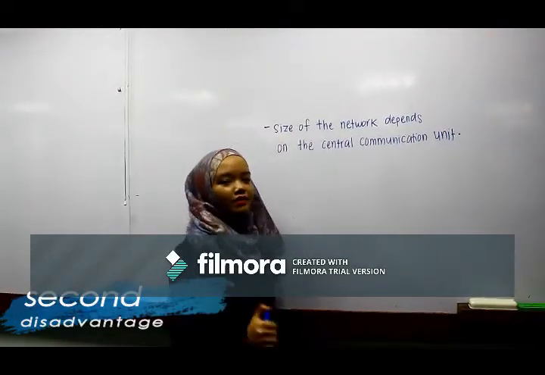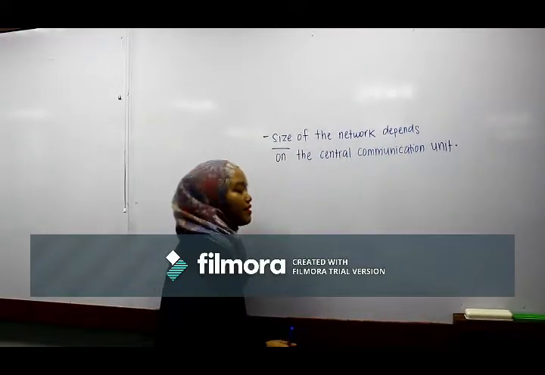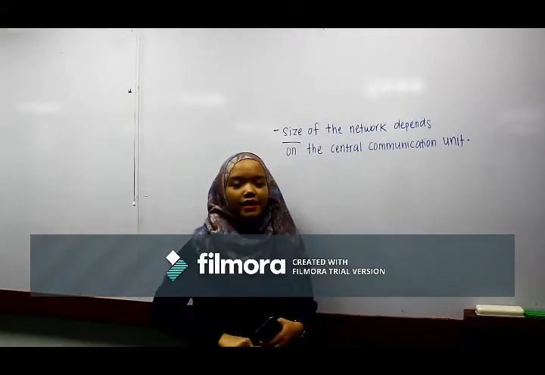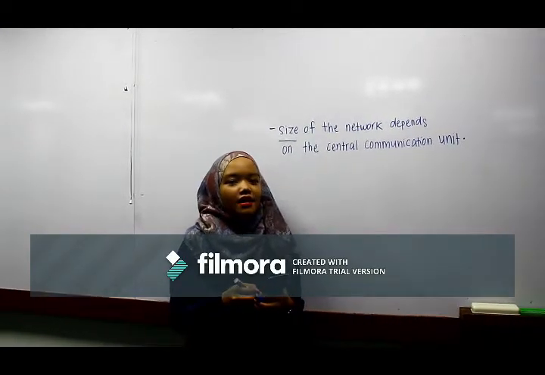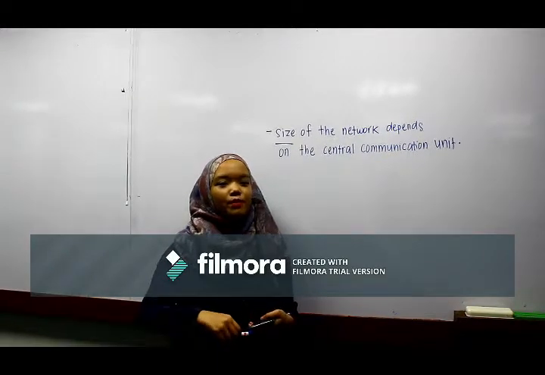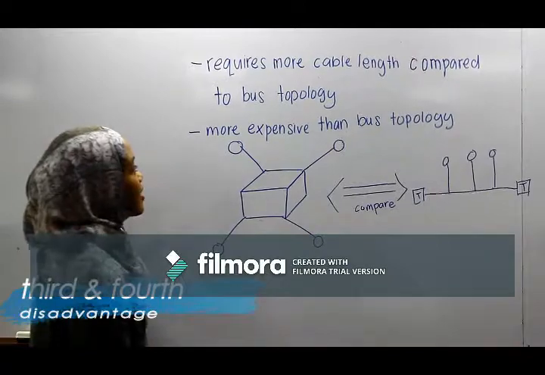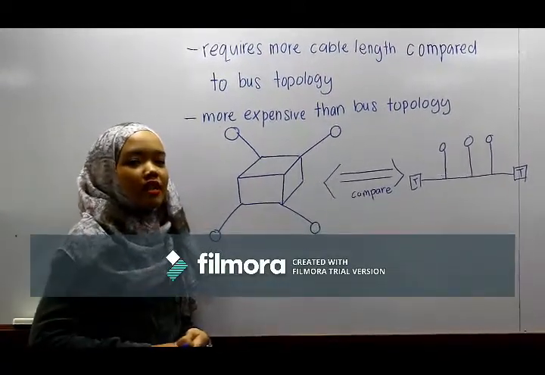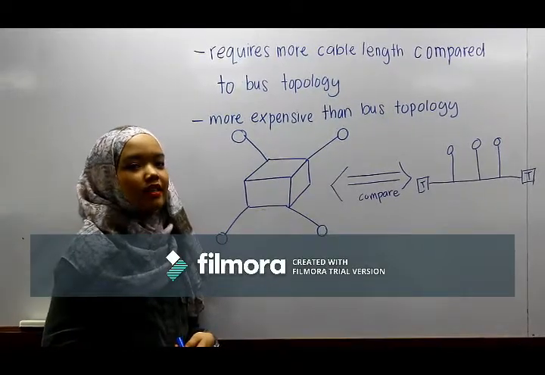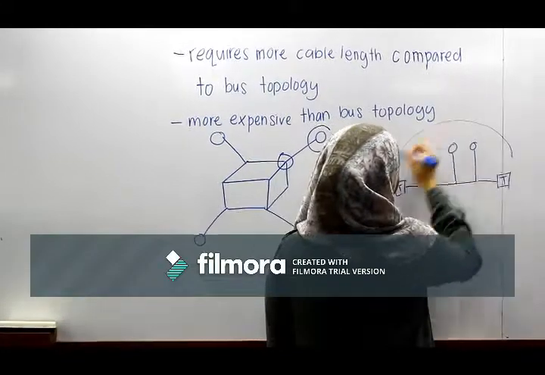Second disadvantage of this network is the size of the network depends on the central communication unit. The number of devices that can be connected is based on how many ports your central communication provides. If you need more ports, you need to daisy chain your network, or you need to modify your central communication by your own. Next disadvantage is it requires more cable length compared to bus topology. This network requires a lot of wires because the connection is point-to-point instead of linear such as bus topology.